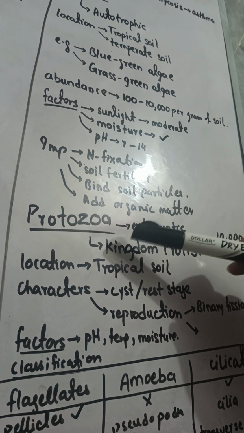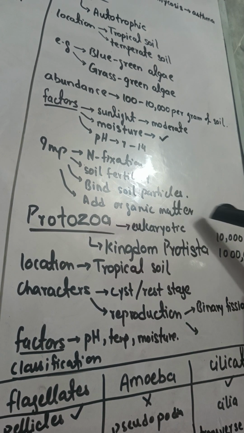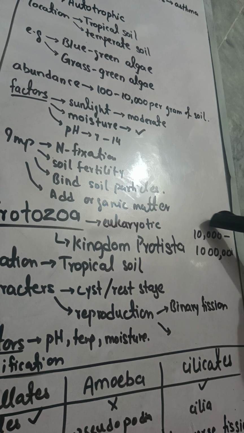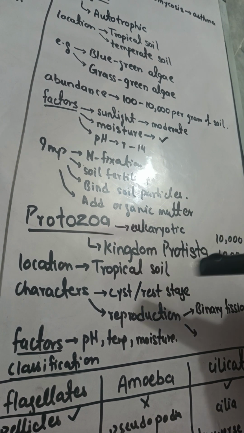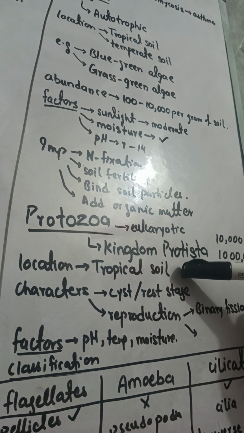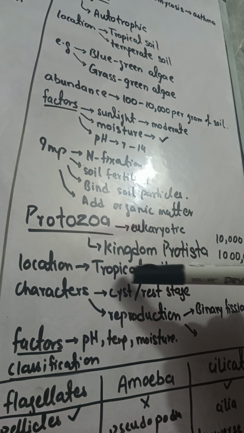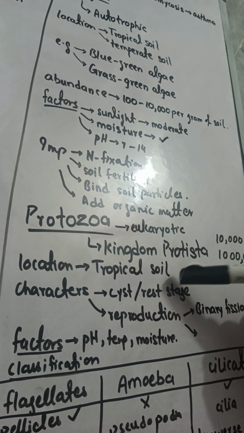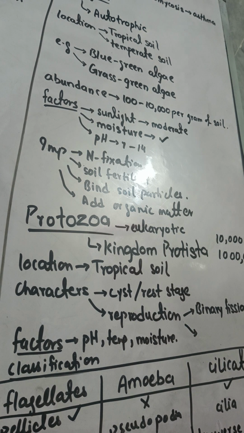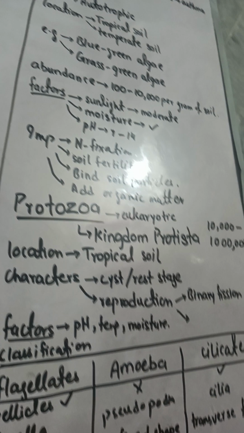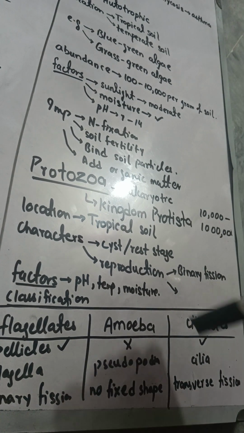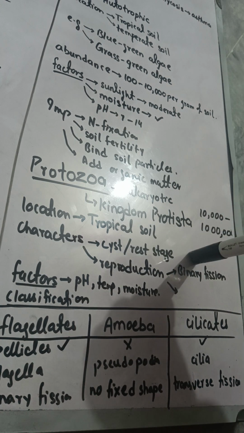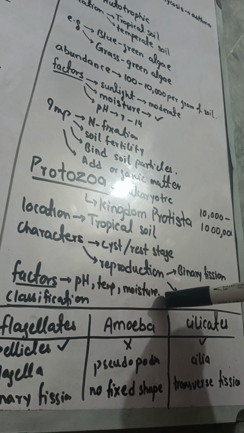Now let's discuss the last microbe present in soil. This is the protozoa. They are eukaryotic, their distribution is from 10,000 to 1 million, and they belong to kingdom Protista. Their location is the topical soil, the upper layer of soil. Their characteristic is that they have a cyst stage, forming a spore around them to protect them in severe conditions. Their factors are mainly pH, temperature and moisture, and they reproduce through binary fission and through the budding process.